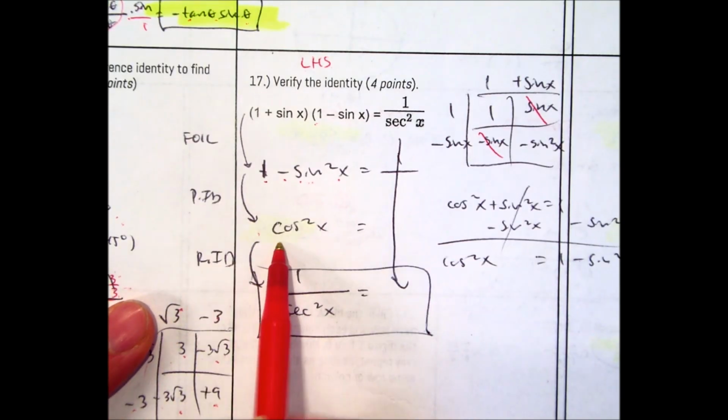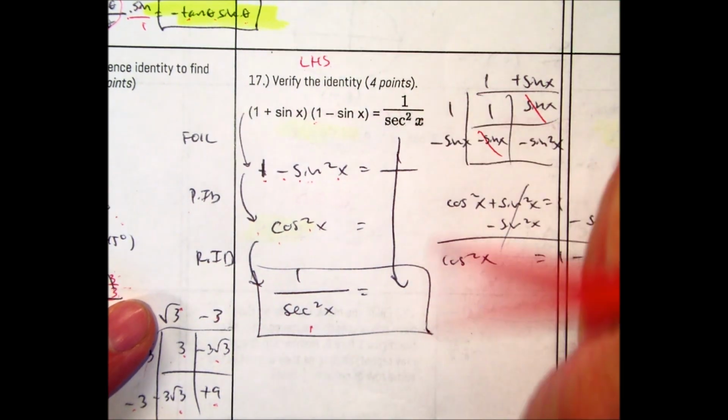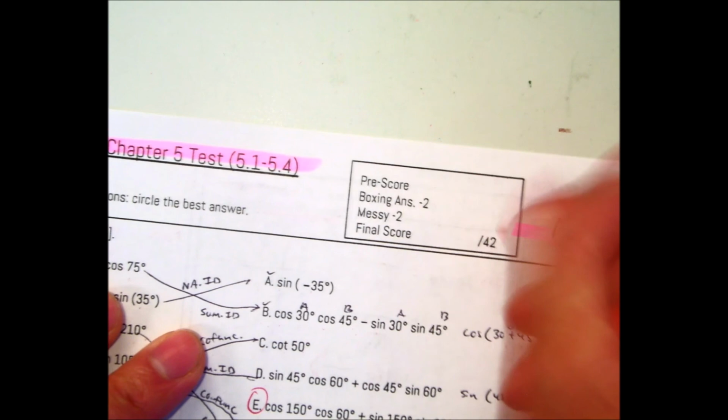From the Pythagorean identity, then I have the reciprocal identity. So you get 1 over secant squared x. That side was out of 16 points. 30, so it should be out of 46.